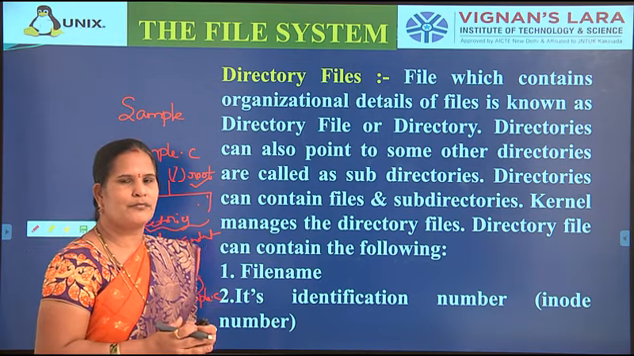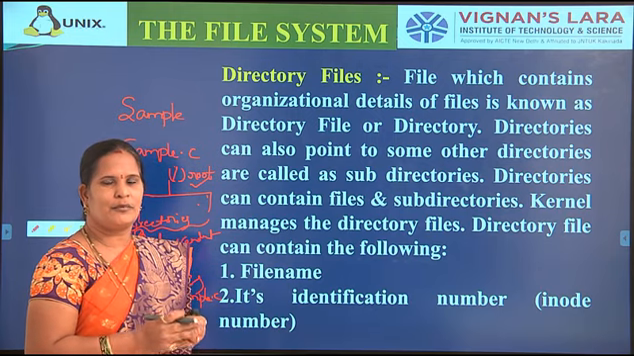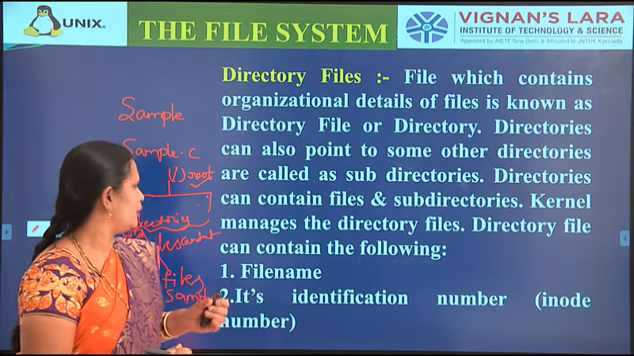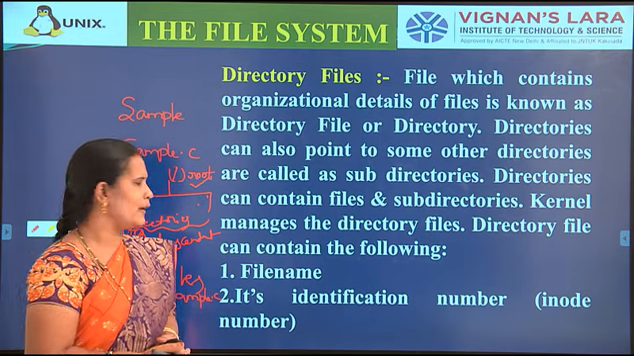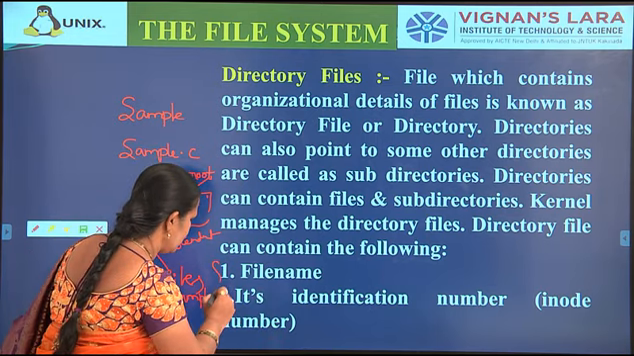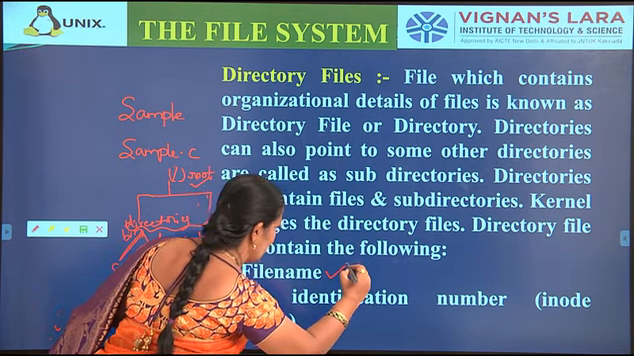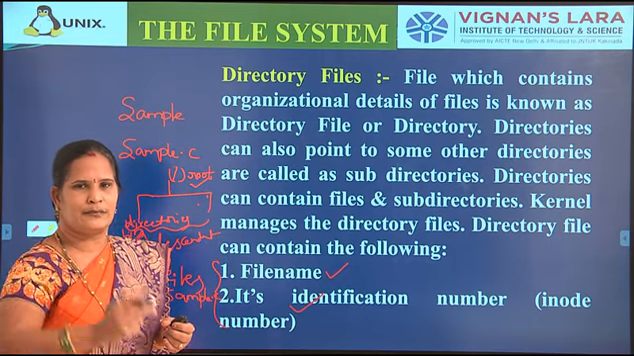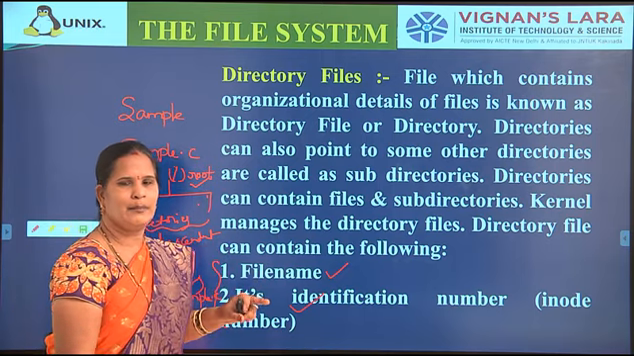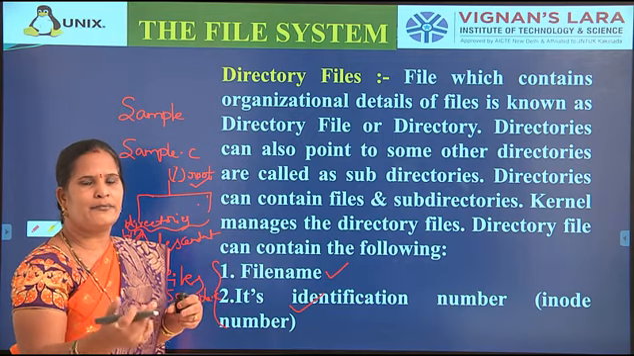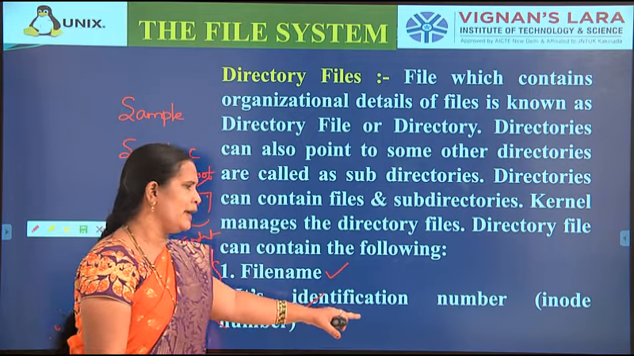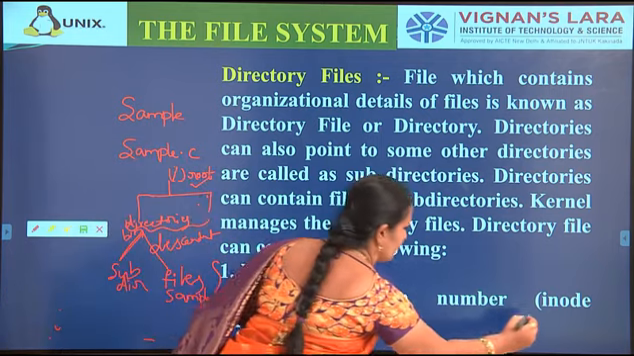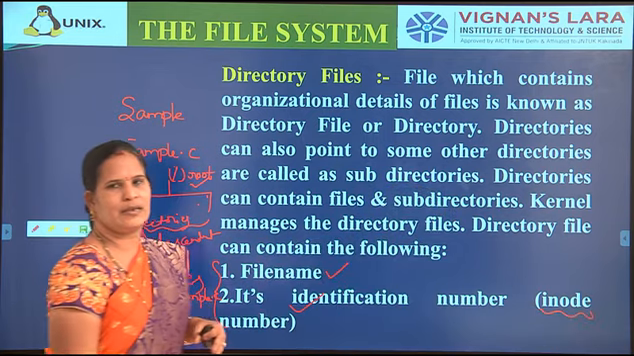So it contains a collection of information about the files, meaning the date and time of file creation, file capacity, directory capacity, everything noted under the directory file. A directory file contains two important things: each and every file name and file identification number. Each file is assigned one name, known as the file name. Similarly, each file is identified by one number, the identification number, also known as the inode number. Inode stands for identification number.